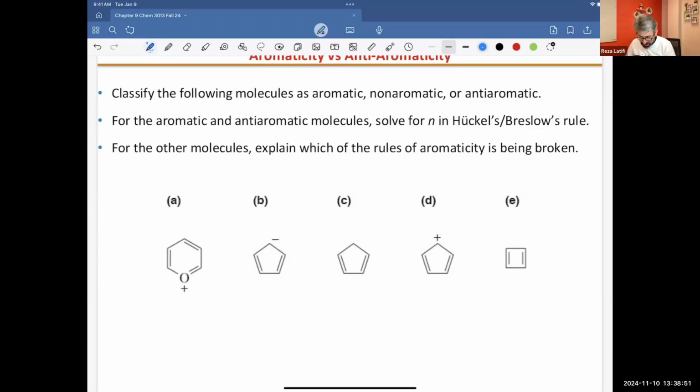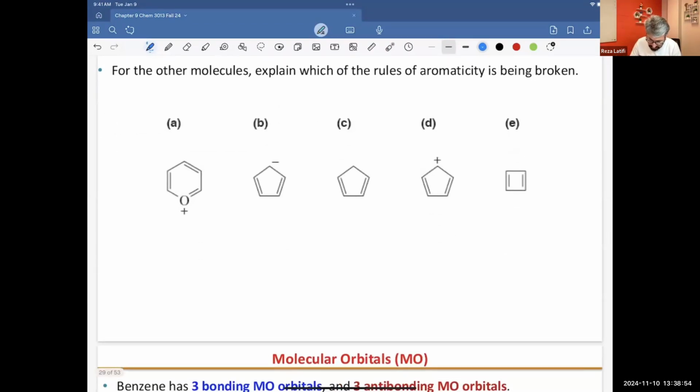Okay, great job. For the first one, I see 1, 2, 3 pi bonds. 3 pi bonds means 6 electrons. The system is cyclic. All atoms have sp2 hybridization, including oxygen. Remember, oxygen has a second lone pair. It points out of the ring, so we're not going to include that second lone pair of oxygen. The first one got involved to make a double bond with carbon. So I have 3 pairs, which means 6 electrons.